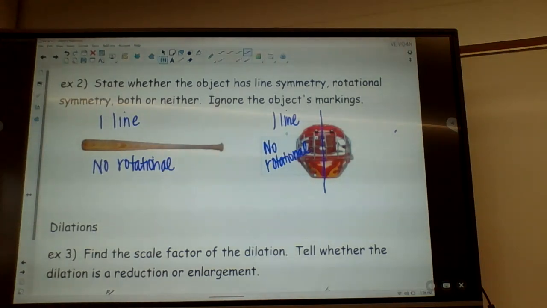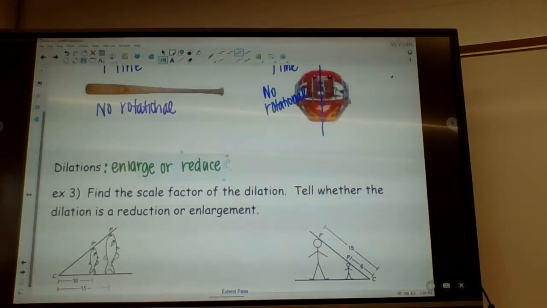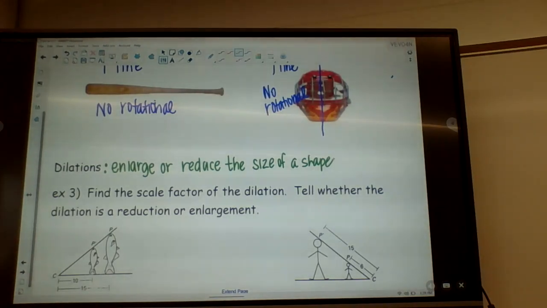All right, so our next one here, we're going to talk about dilations. We talked about dilations before. This is where we enlarge or reduce a shape. The big thing with dilation is realizing the shapes are going to be similar, not congruent.